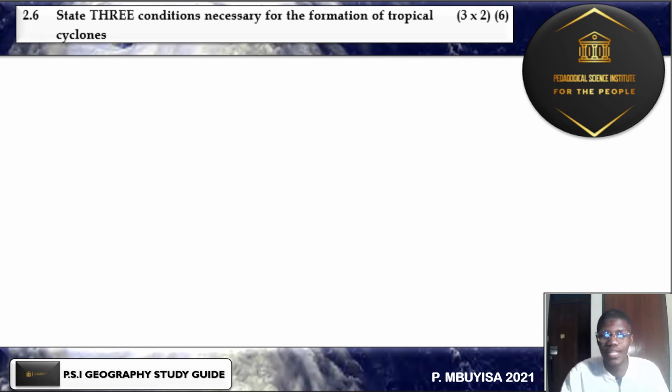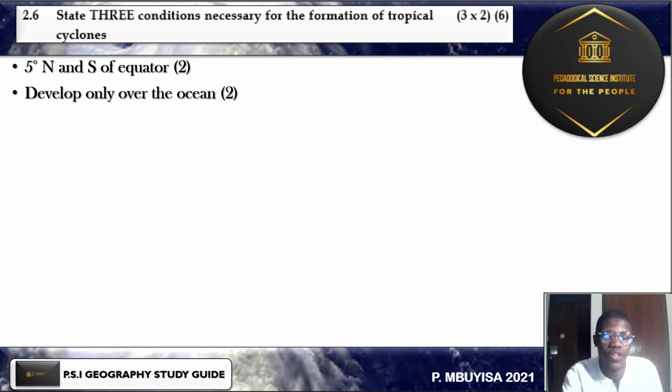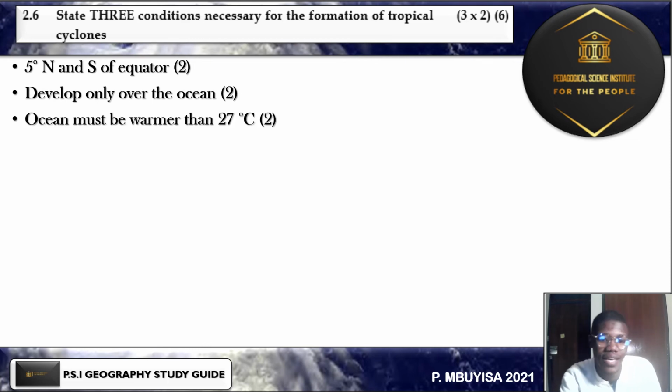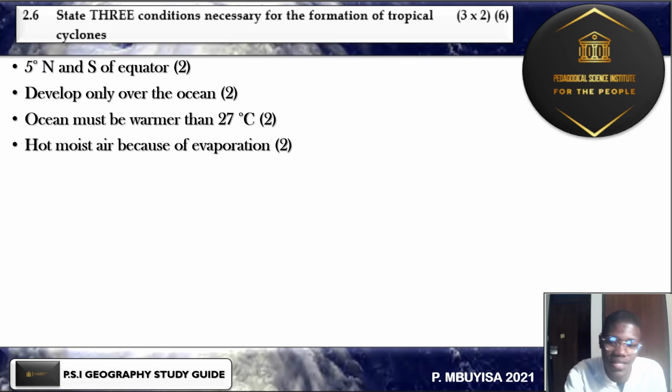For a tropical cyclone, you need the latent heat. You need an ocean surface that is warm with temperatures above 26.5 degrees Celsius or 27 degrees Celsius and above. We need to have your Coriolis force. You need to have our cyclone being between 5 and 30 degrees outside the equator. As I said, ocean must be warmer than 27 degrees Celsius. If you say 26.5, that's still correct. You must say though above 26.5 to be specific.